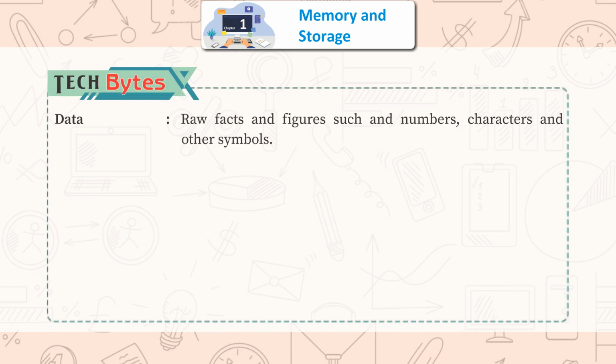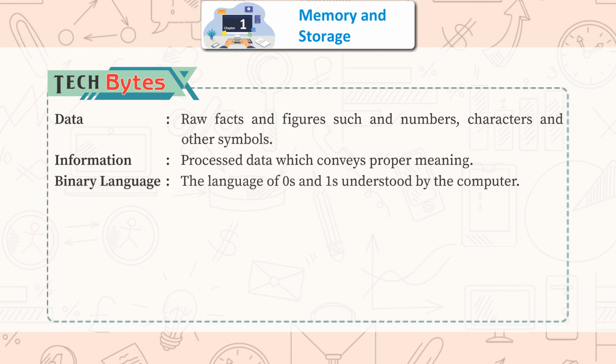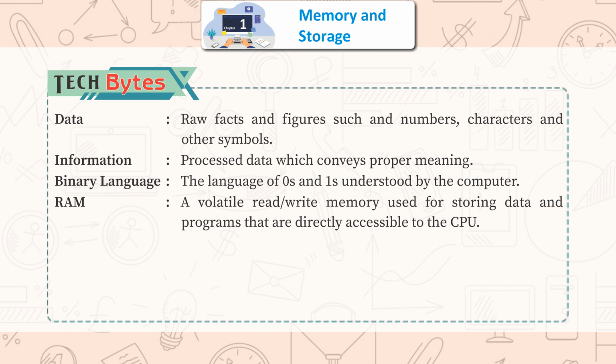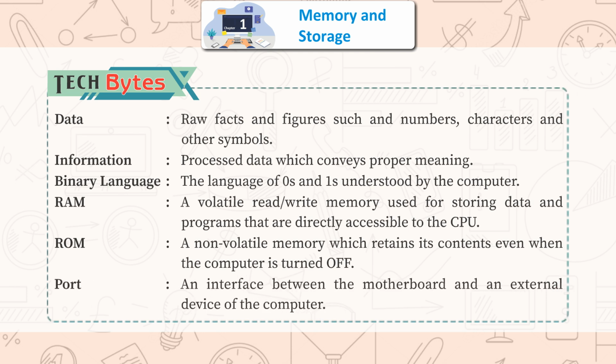Tech bytes. Data: raw facts and figures such as numbers, characters, and other symbols. Information: processed data which conveys proper meaning. Binary language: the language of zeros and ones understood by the computer. RAM: a volatile read or write memory used for storing data and programs that are directly accessible to the CPU. ROM: a non-volatile memory which retains its contents even when the computer is turned off. Port: an interface between the motherboard and an external device of the computer.